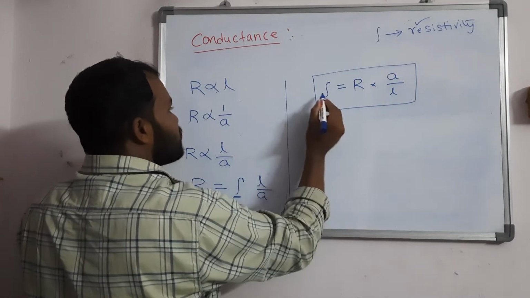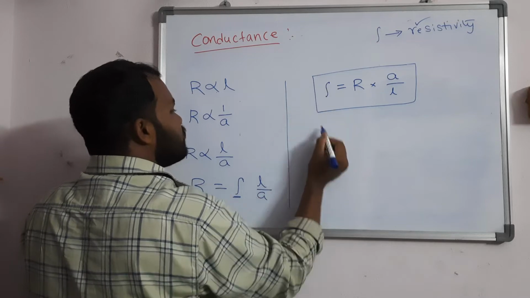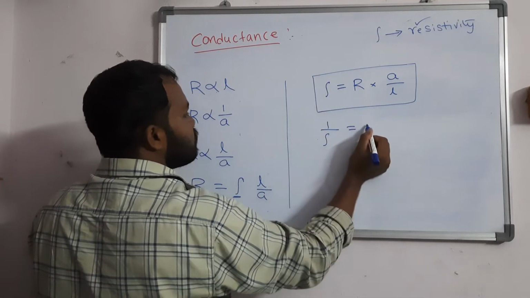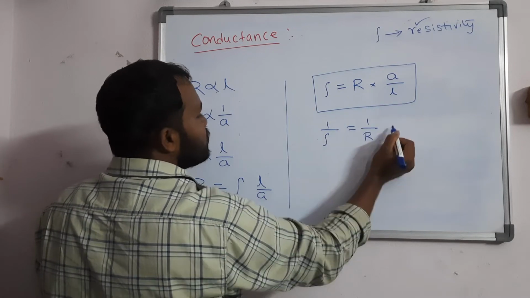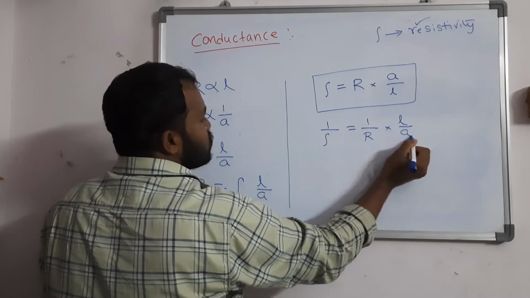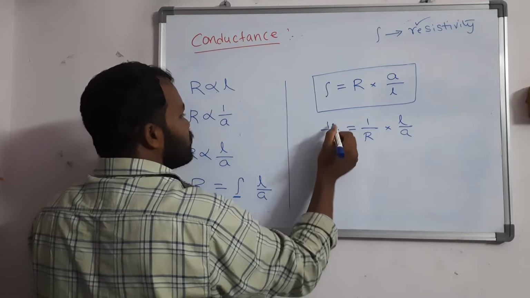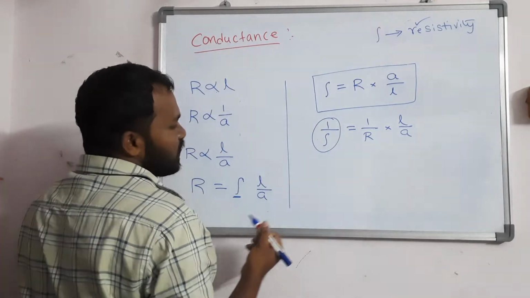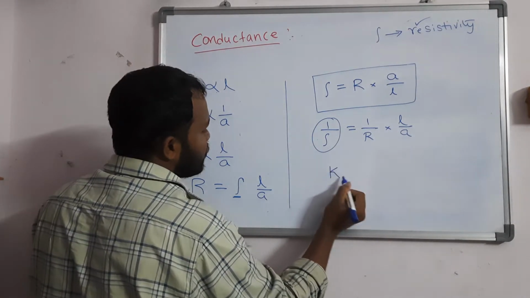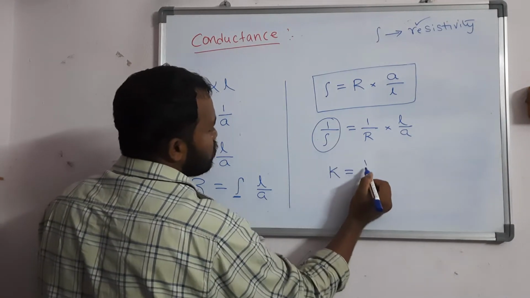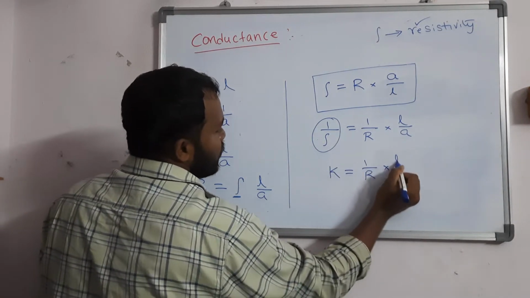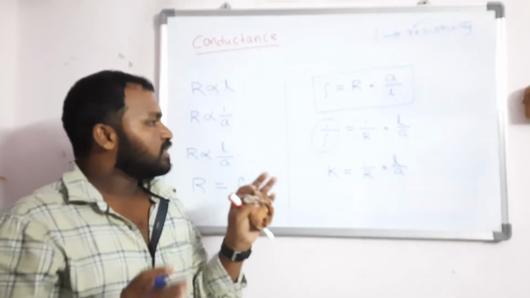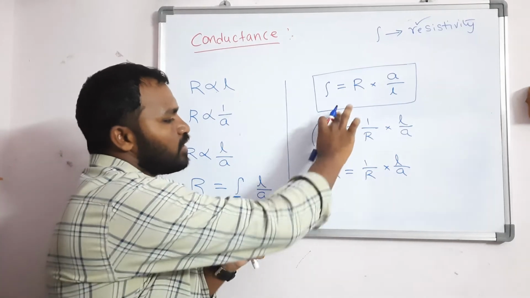Then, if I want to write the inverse of this rho, 1 by rho is equal to 1 by R into L by A. This 1 by rho is called the specific conductance, and it is designated by K. K is equal to 1 by R into L by A. By observing this, 1 by rho is nothing but K, which means specific conductance.